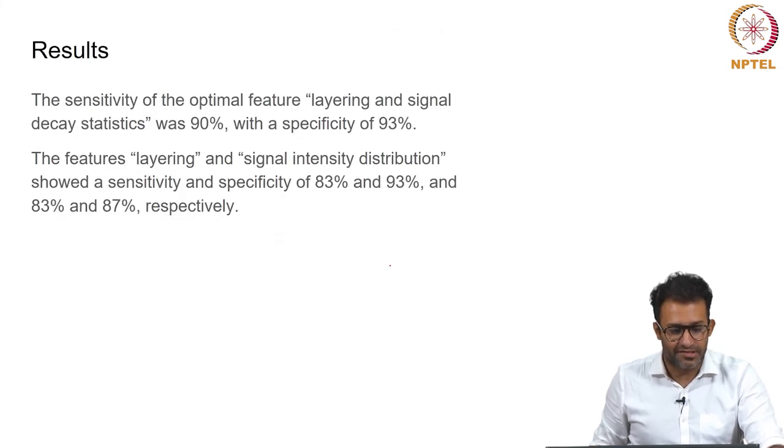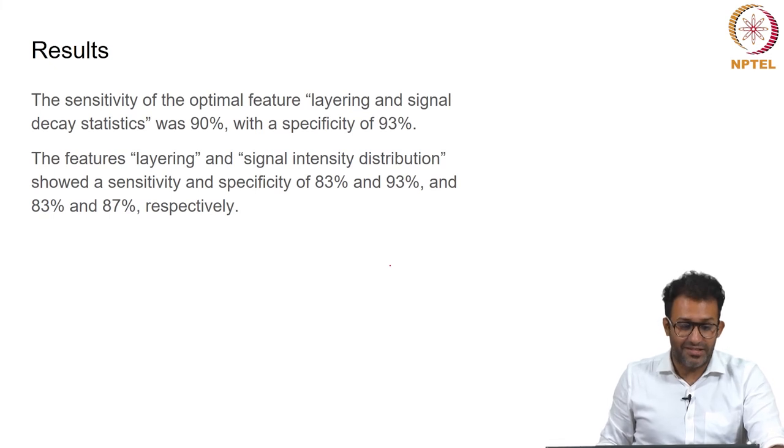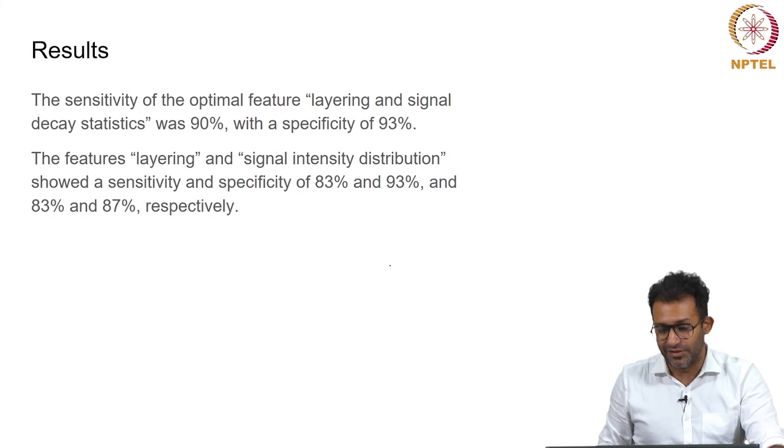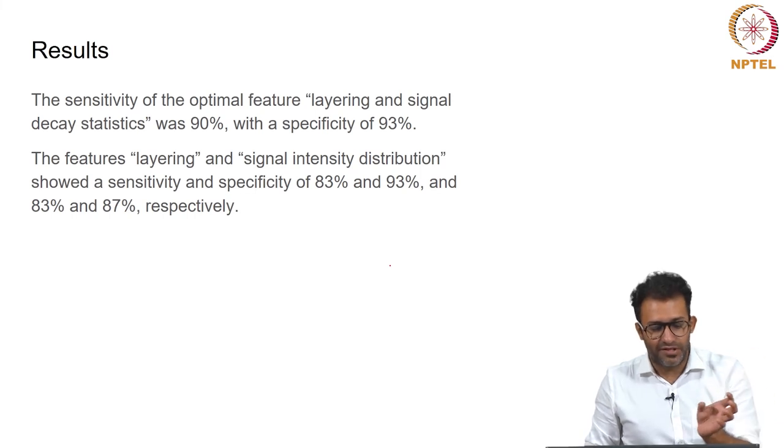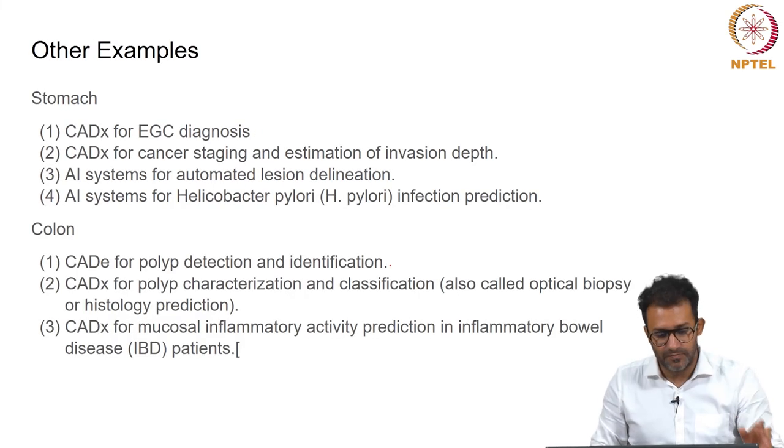which proved that the experts were significantly less effective than the machine learning models. As for the results, the sensitivity of the optimal features, layering and signal decay statistics, was 90% and the specificity was 93%. And when using layering and signal intensity distribution, it showed a sensitivity and specificity of 83% and 93%, and 83% and 87% respectively.